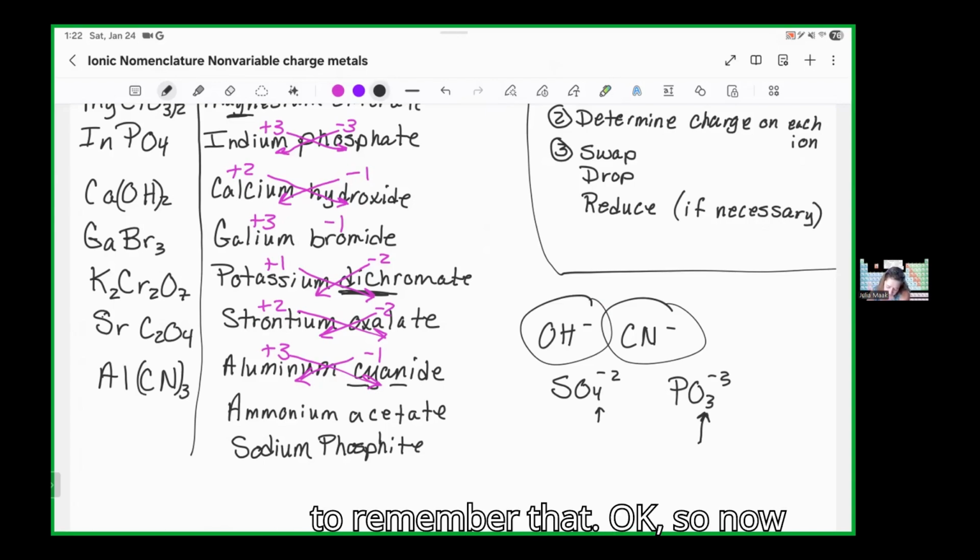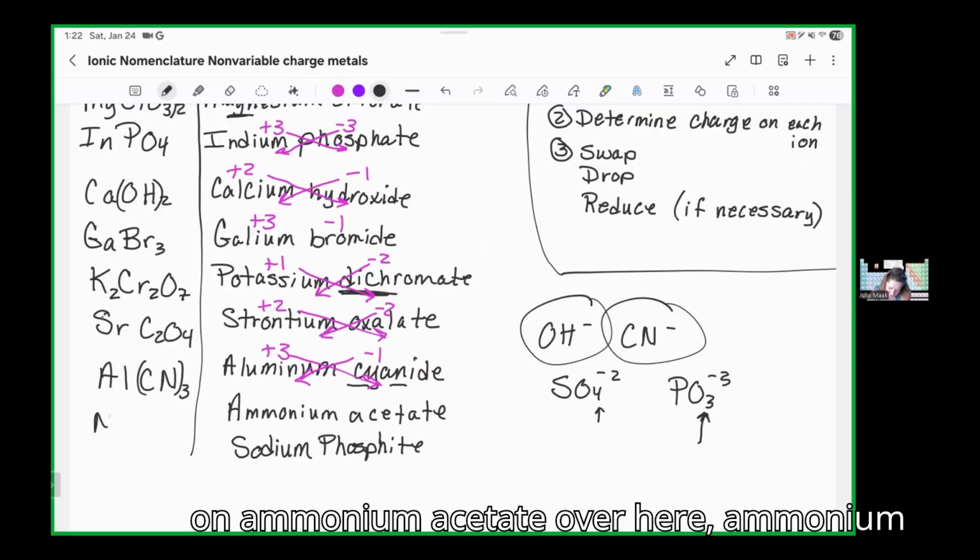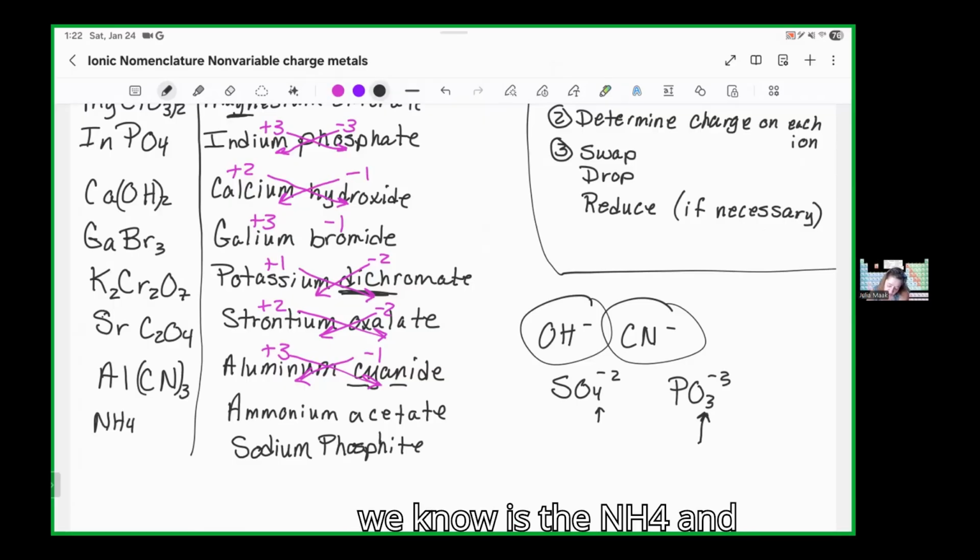Now on ammonium acetate over here, ammonium we know is NH4, and it is a plus 1. And acetate is C2H3O2, and it is a negative 1. So I just need one and one, one of each. No need to reduce.